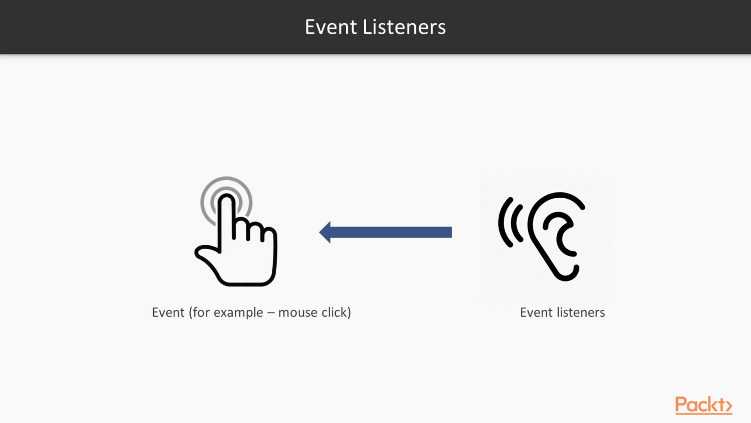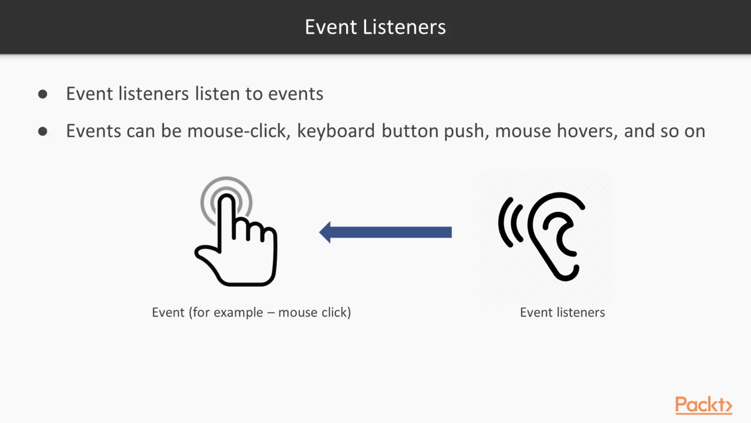So in technical terms, in HTML terms, event listeners are basically listening to events like mouse click, and event listeners, as it goes by the word itself, listen to the events. So as per the definition, event listeners listen to events. And when we say events, we mean mouse clicks, keyboard button pushes like when you press a key, or mouse hovering, like how I'm hovering over this image.